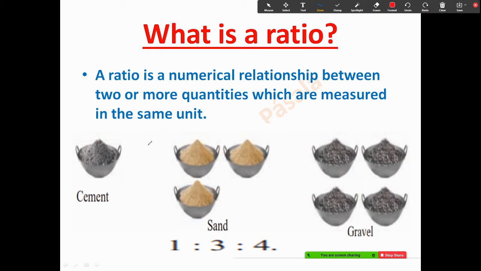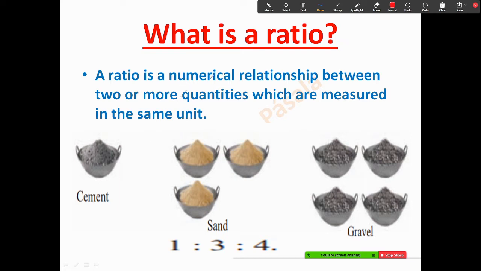And if we consider another example, if there are two quantities measured by meters and centimeters, then we can't compare. First, what we have to do is convert them into equal units. If both are in meters and centimeters, then you have to convert both into meters or both into centimeters. You have to convert them into the same unit. Otherwise, you can't write that as a ratio.